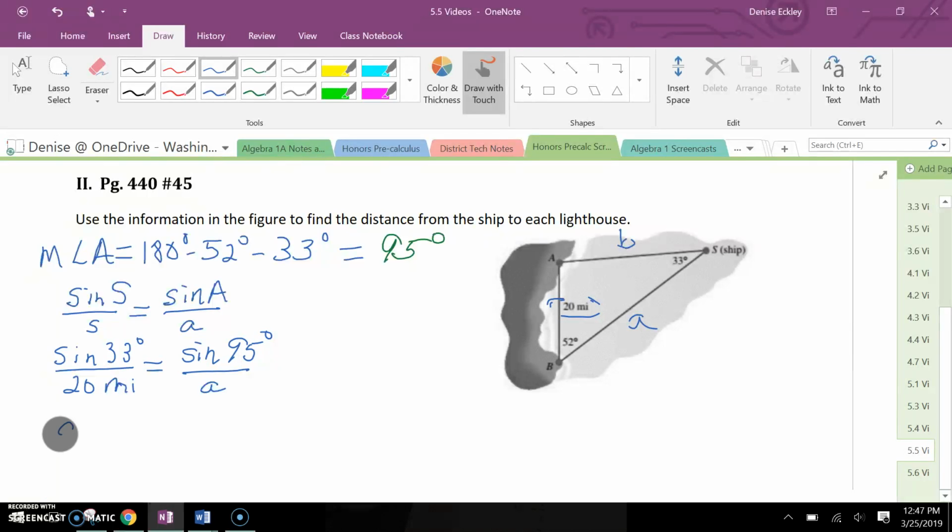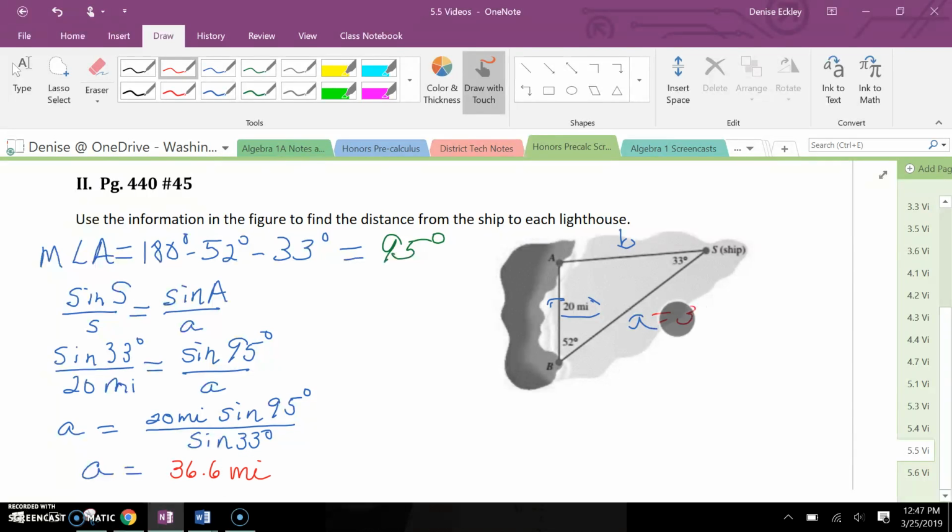So solving this for A, rearranging our terms, cross multiplying, we get 20 miles times sine of 95 divided by the sine of 33. Putting that in the calculator, we get that length is 36.6 miles. So this side length is 36.6 miles from the ship to lighthouse B.